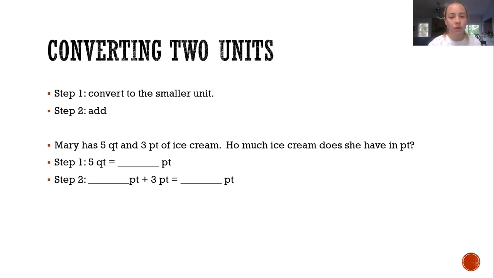Step 1 is to convert my bigger unit to my smaller unit. So I take 5 quarts and I convert it into pints. I know there's 2 pints in a quart, so I do 5 times 2 equals 10. Move that down there. Step 2 is add. I have 10 pints and 3 pints. That gives me 13 pints.